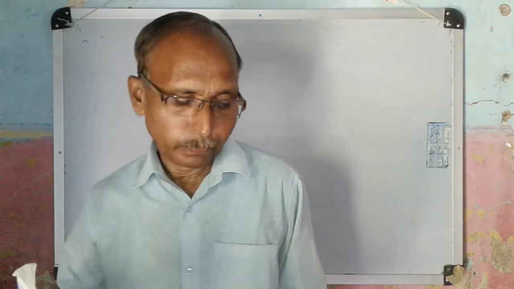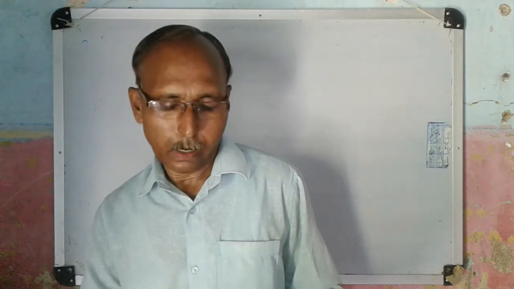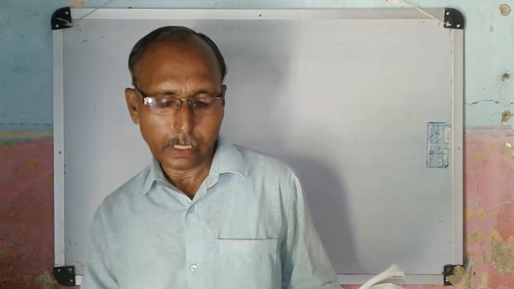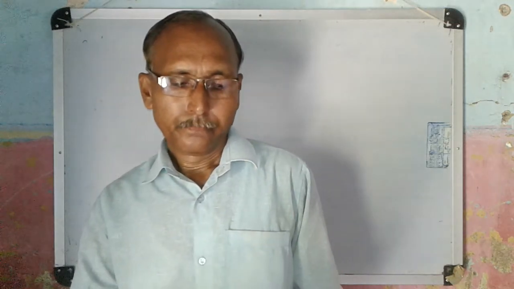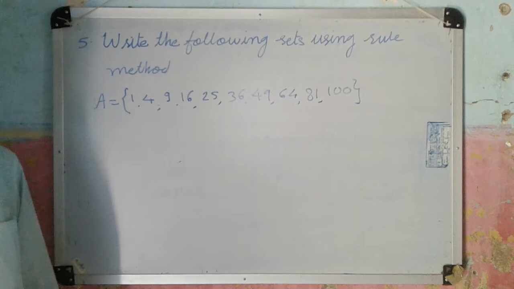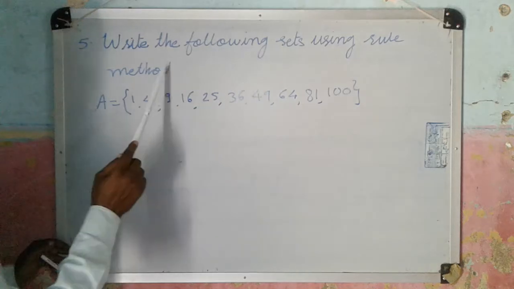And the last is names of continents of the world. So you have to write names of continents. Those continents are Asia, Africa, Europe, Australia, Antarctica, South America, North America. In this way, you can write these elements. In this way, you can solve question number 4. Now, we will solve question number 5. Write the following sets using rule method.